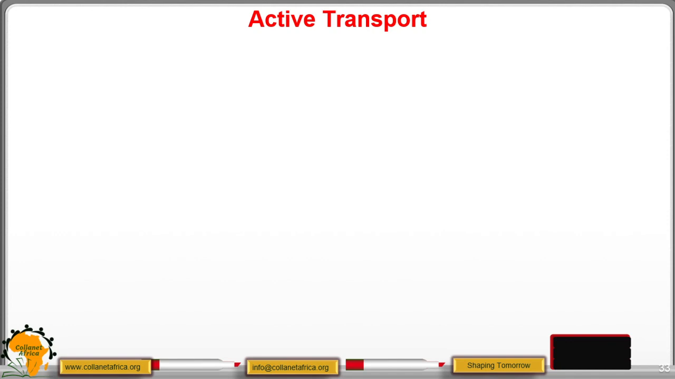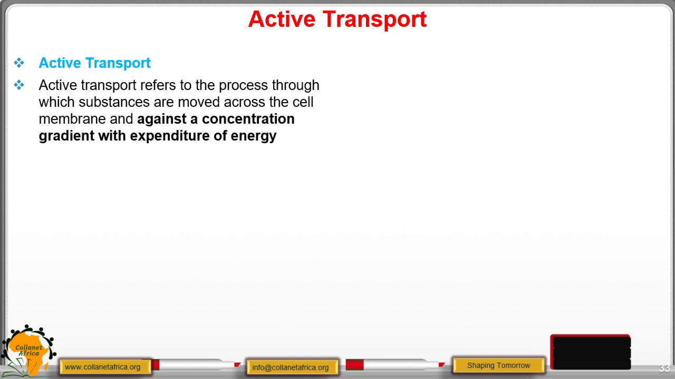In cell physiology, we want to look at active transport. Active transport refers to the process through which substances are moved across the cell membrane and against a concentration gradient with the expenditure of energy. That means energy is a condition required for this process to take place.